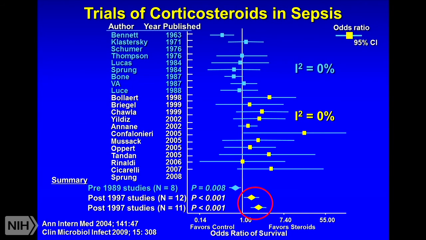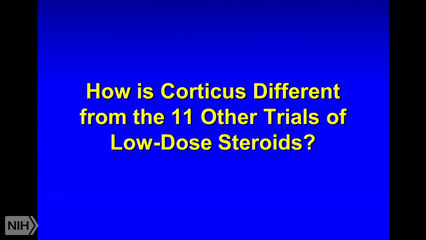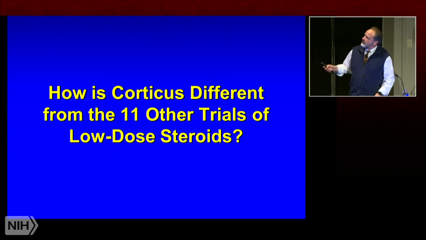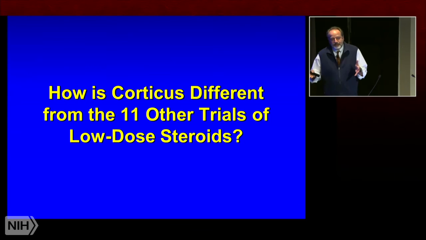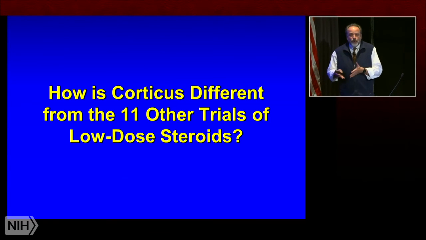And so the first thing we did was, since steroids are sort of anti-inflammatory, we went back to our control mortality as the meta-regression. So why is the Corticus study different from the 11 other trials? And remember, it could be the Corticus is right and the other 10 trials are wrong, or they both could be right, but they're showing different effects, so you sort of want to try to figure this out.